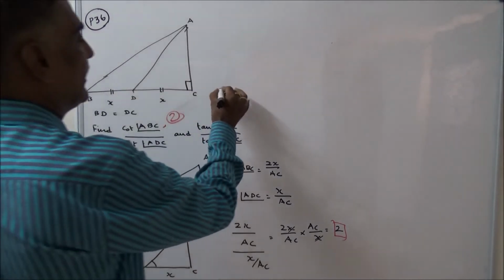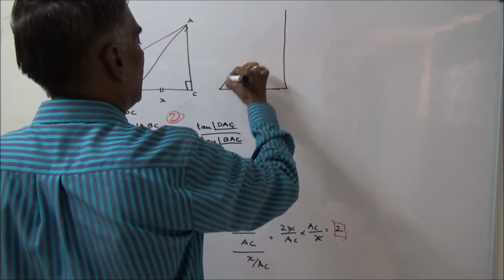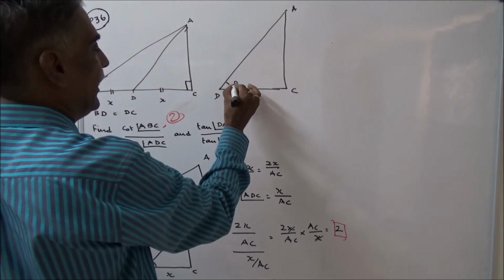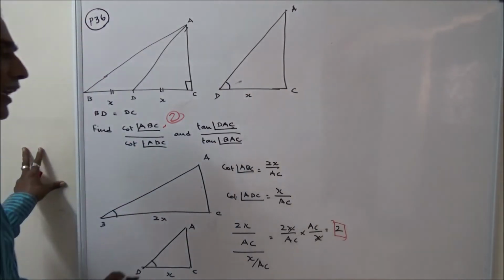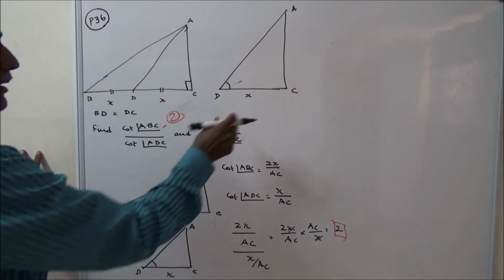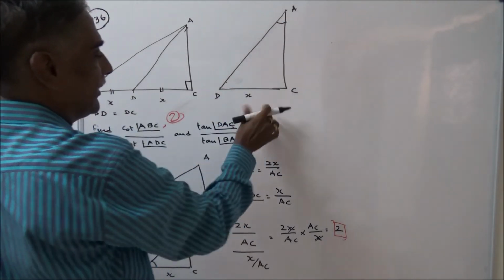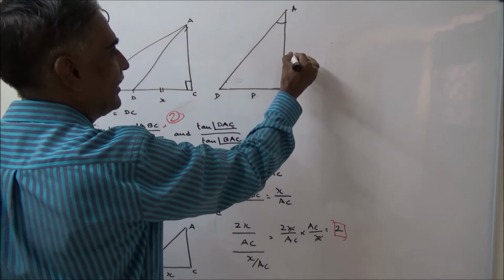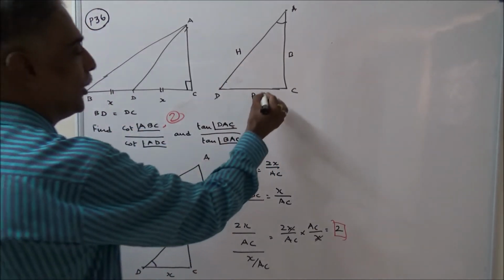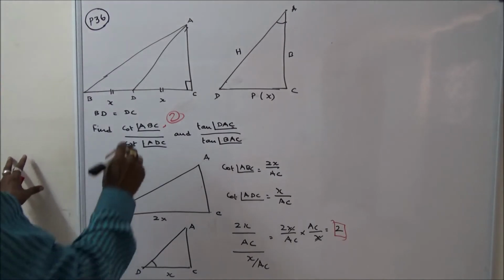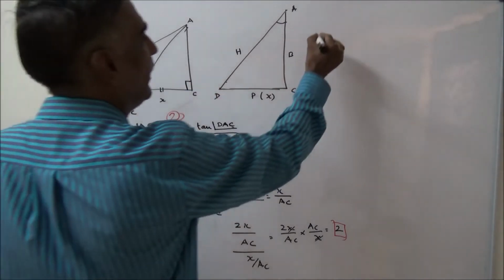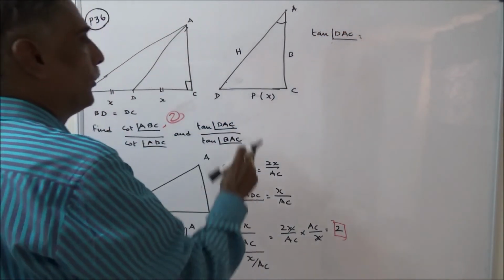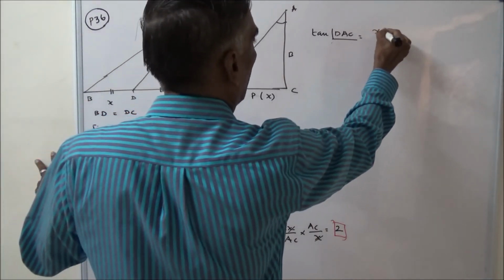First I will take this triangle. This is A, D, C. Here the reference angle is D. This is X. Tan DAC. The side opposite the reference angle is the perpendicular, this is the base, this is the hypotenuse. The perpendicular value is X. So first I have calculated tan DAC. Tan angle DAC is equal to perpendicular by base, that is X by AC.